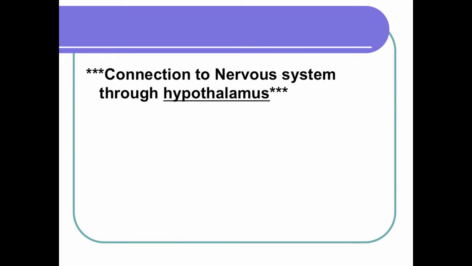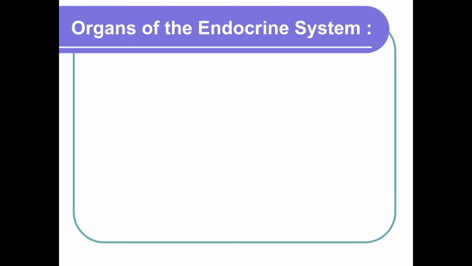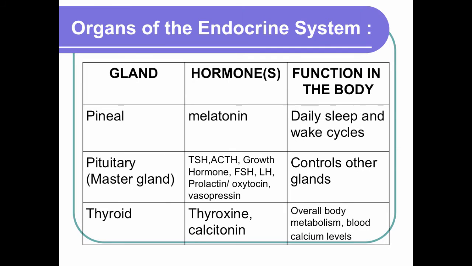So the connection between the endocrine and the nervous system is the hypothalamus. That is the part of your brain that does control all the glands and how and when they release their hormones, their chemical messengers. So here's an example. You're not going to have to write all of them down, but I just want you to see. I have the gland on the left, the hormone that is secreted by that gland, and then the function that it does on the body.